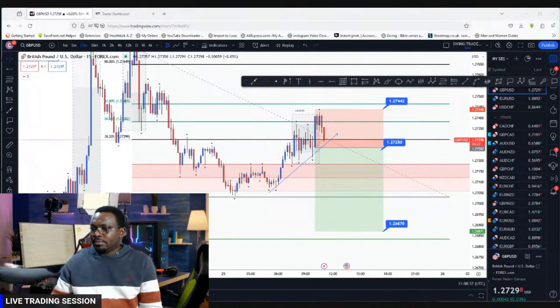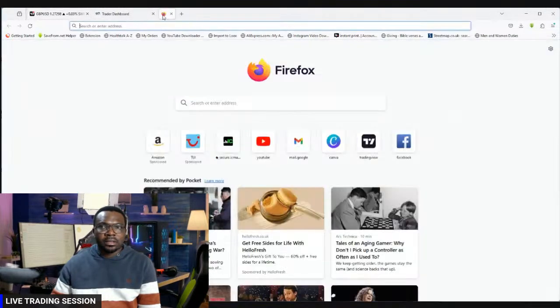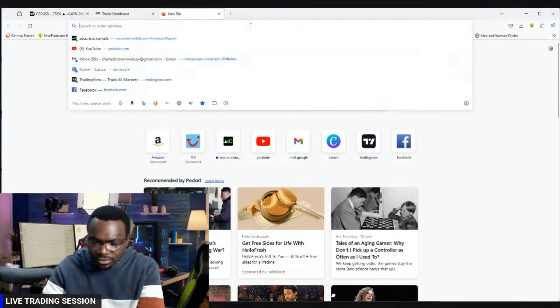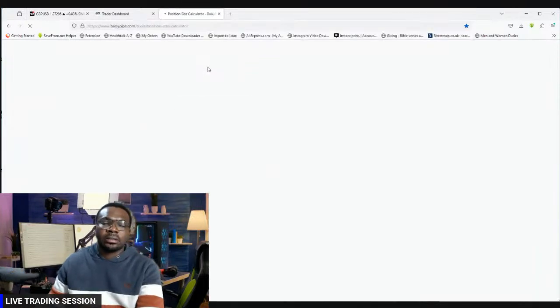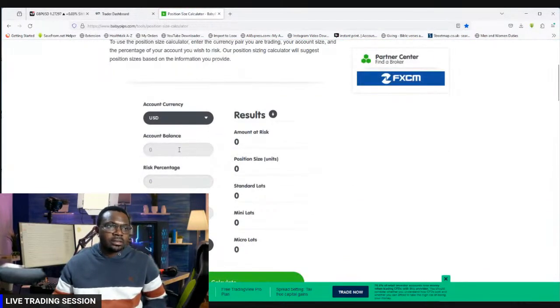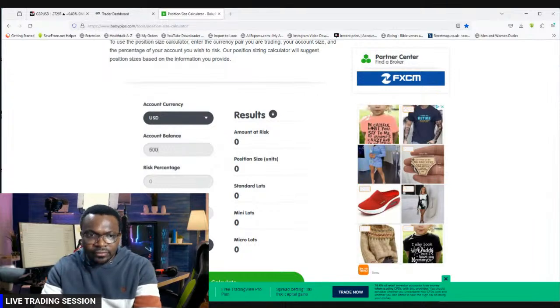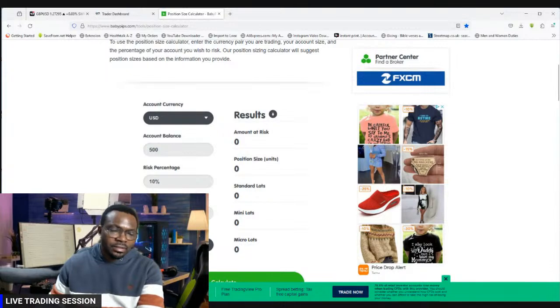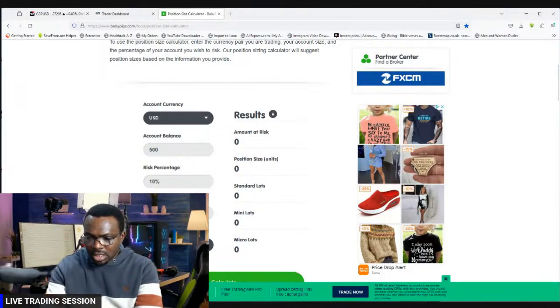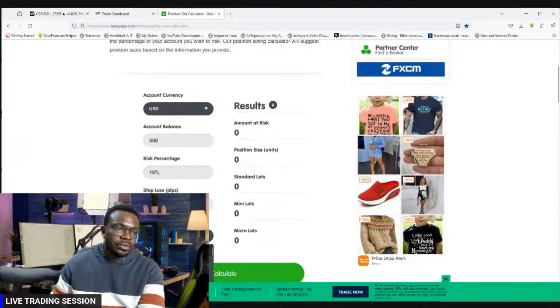So set stop, 17 pips stop loss, 18 pips to be precise. Do your calculations, baby peeps, so that you know what you're risking depending on your account size. If your account size is $500 and you want to risk 10% of your $500, use maybe 20 pips. Just round it up to 20 pips. Calculate, that will be your loss size.